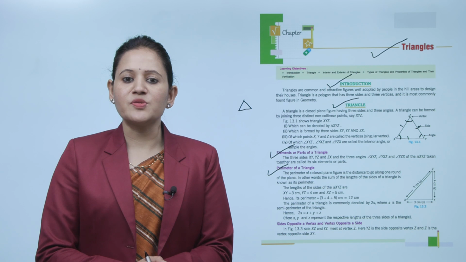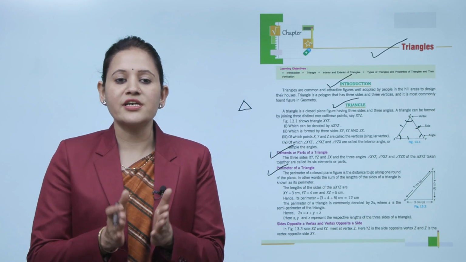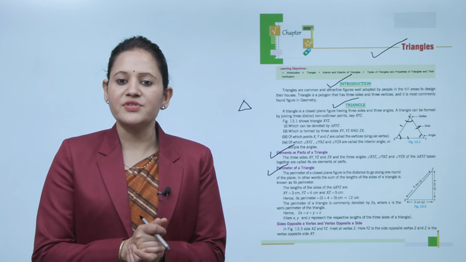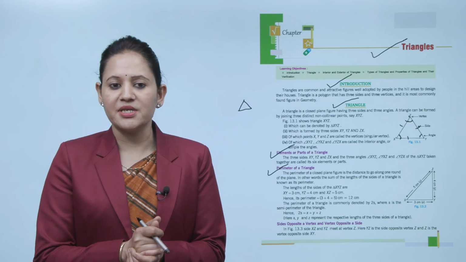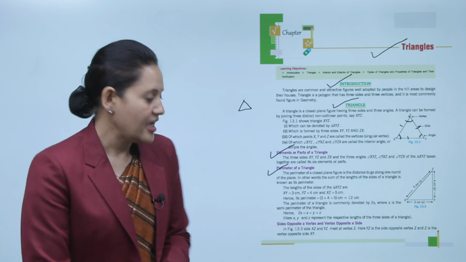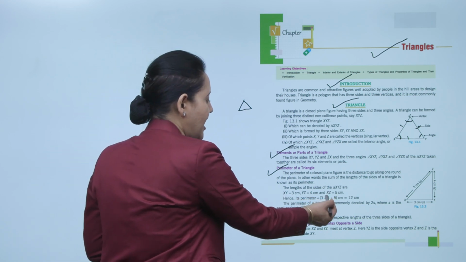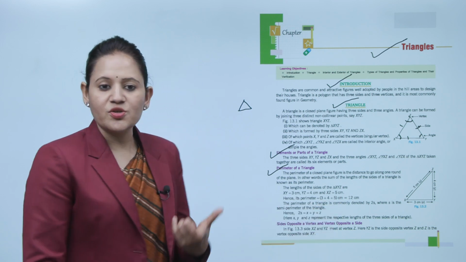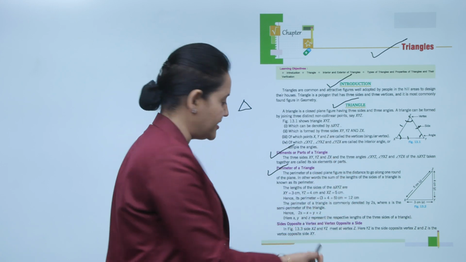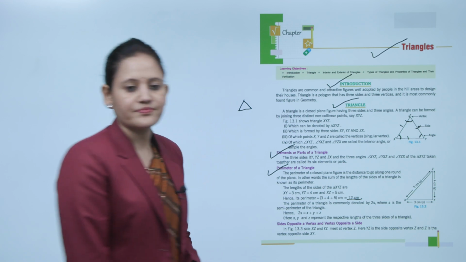The perimeter of a closed plane figure is the distance to go along one round of the figure. In other words, the sum of the lengths of the sides of a triangle is known as its perimeter. The lengths of the sides of triangle XYZ are, say, XY is 3 cm, YZ 4 cm and XZ 5 cm. So, perimeter of triangle is the sum of all 3 sides. So, 3 plus 4 plus 5 equals 12 cm.